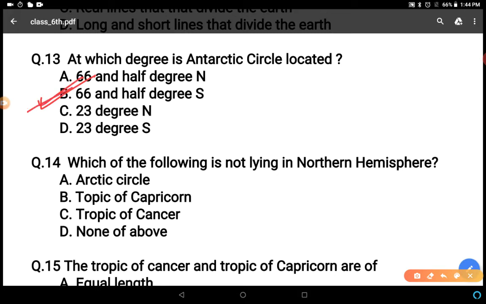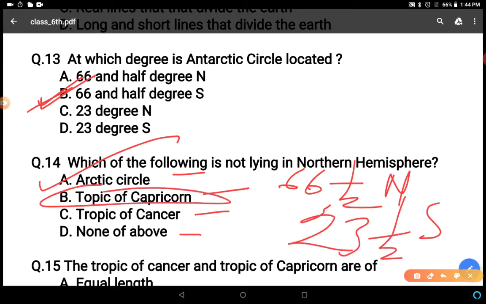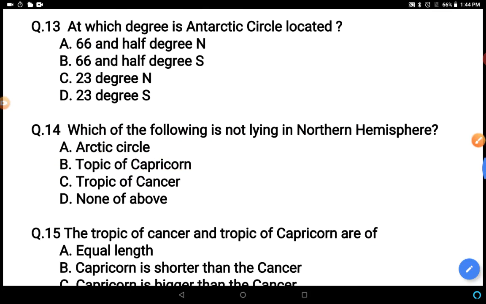Which of the following is not lying in the northern hemisphere? Arctic Circle, Tropic of Capricorn, Tropic of Cancer, none of the above. The Arctic Circle is located at 66.5 degree north, so it is located in the north. The Tropic of Capricorn is situated at 23.5 degrees south, so this is the correct answer. B is not located in the northern hemisphere.